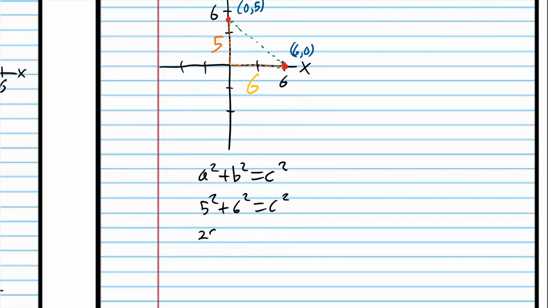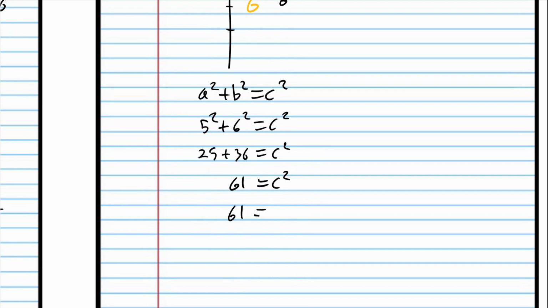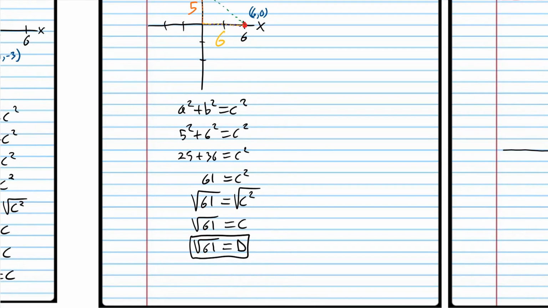And we have 25 plus 36. Looks like we have 61. So we have c squared. We don't want c squared, we want c, so we have to get rid of that second power. And we now have c is equal to root 61. And we can just say d is equal to root 61. The distance between those points is root 61.